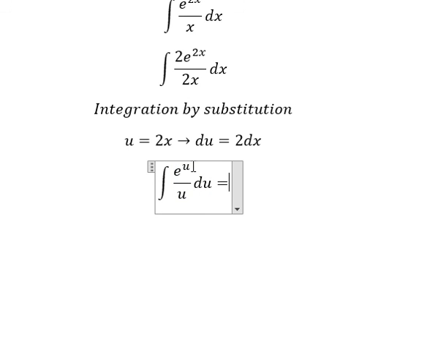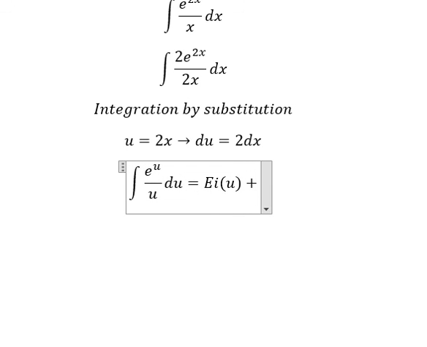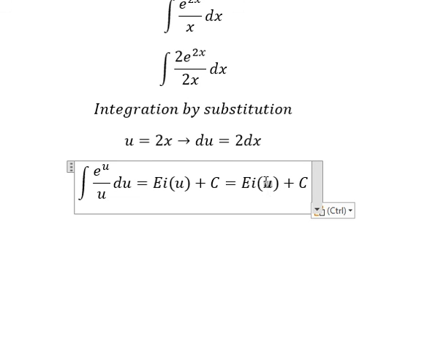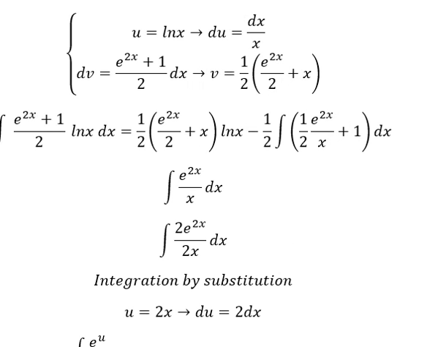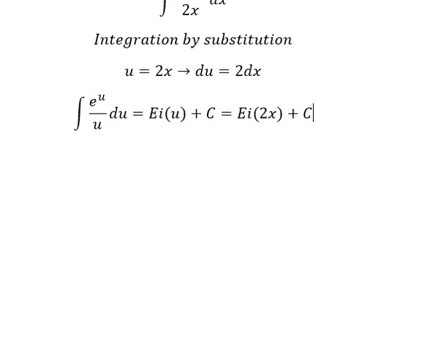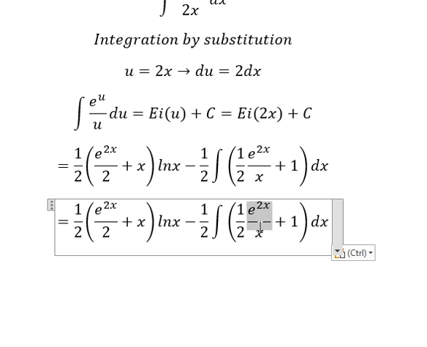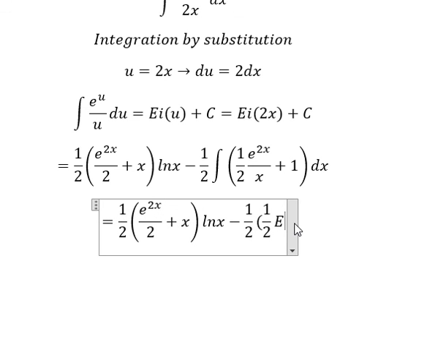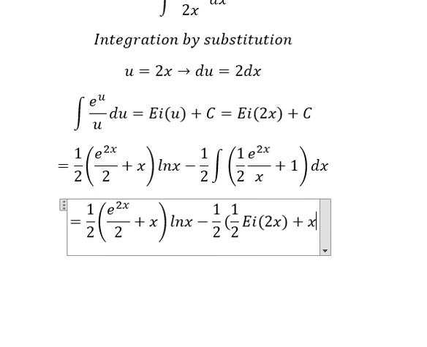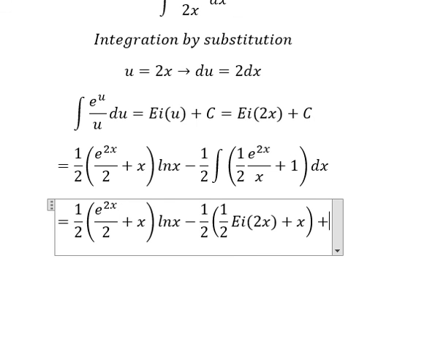The integration of this one, we have the exponential integral of u, and I will put c. About u, that is 2s. Now we go back in here. So the integration of this one, we have 1 over 2 exponential integral of 2s. Number 1 we have s. And then I will put c.